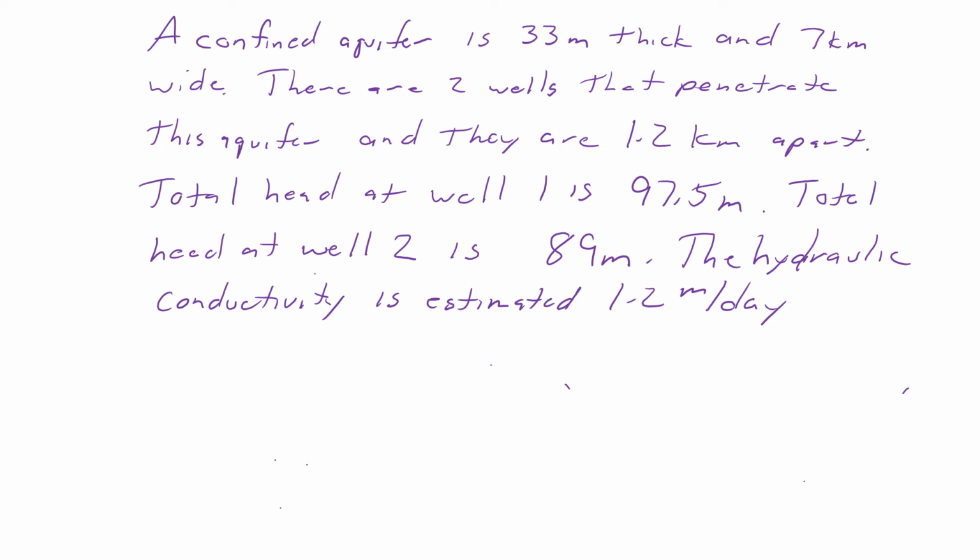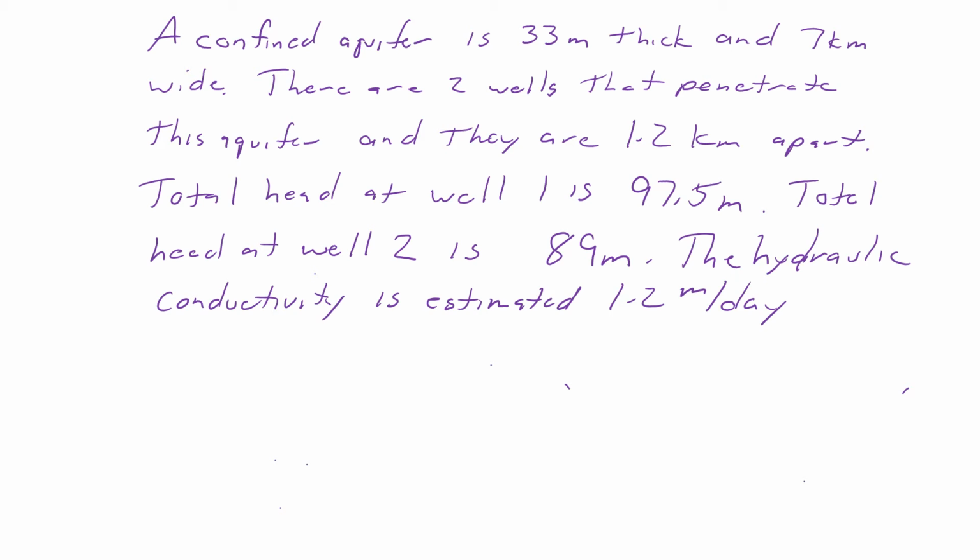Remember, this isn't actually a velocity of groundwater movement, even though it has a unit of velocity. It's simply a property that the aquifer has. The higher this number, the easier it is for water to move through it. The lower this hydraulic conductivity value, the harder it is for water to move through it.